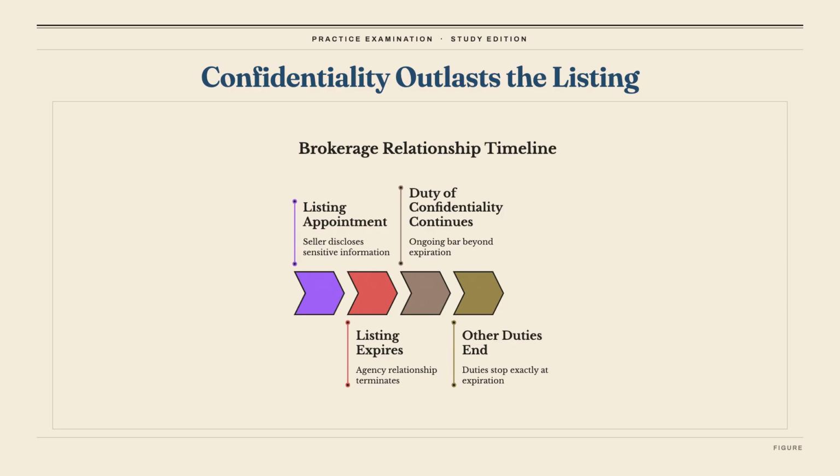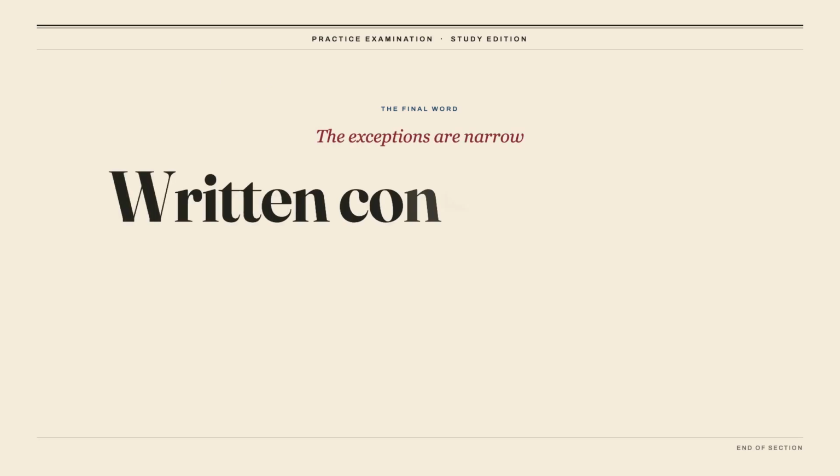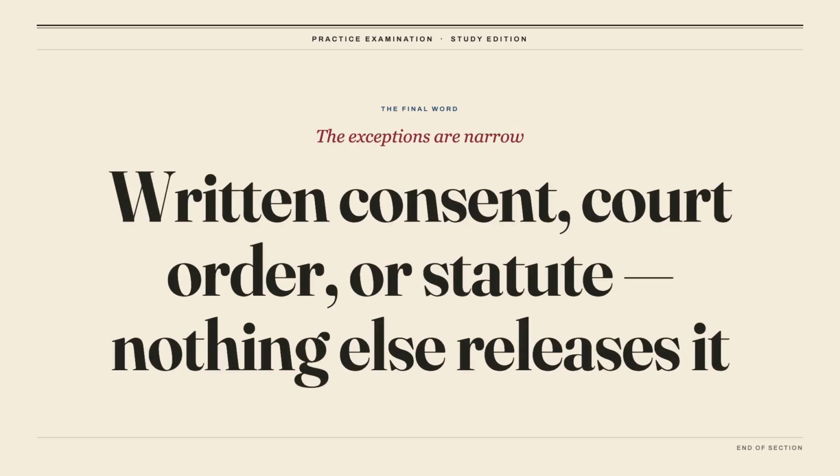If confidentiality ended with the listing, no seller would ever speak candidly, and the broker would lose the trust needed to represent anyone well. Relisting with another firm doesn't release the former broker, and neither does time passing. Only written consent, a court order, or a statute can lift the duty. Otherwise, confidentiality outlasts the paper that created it.